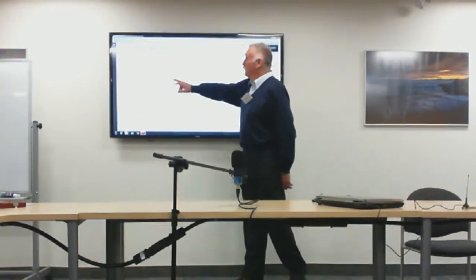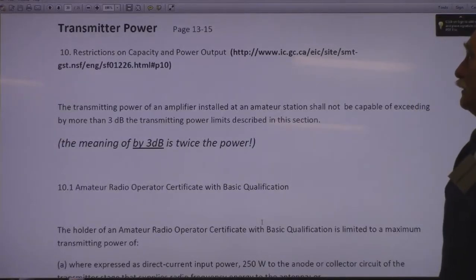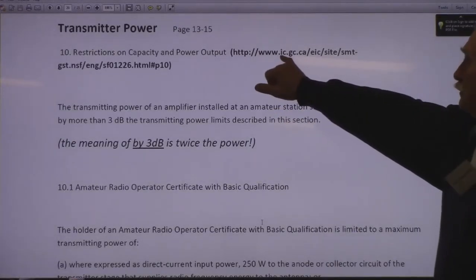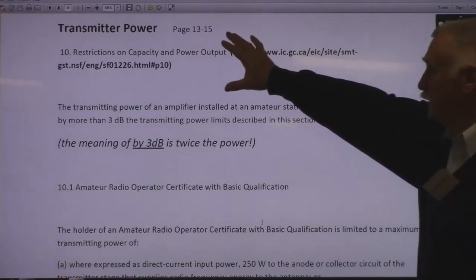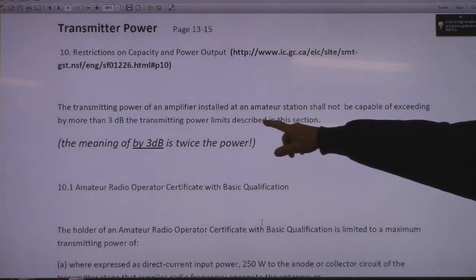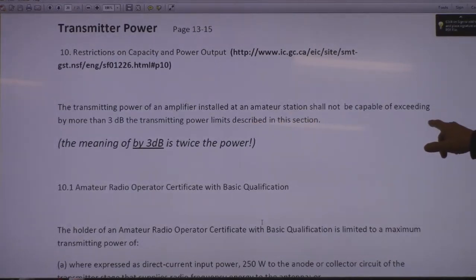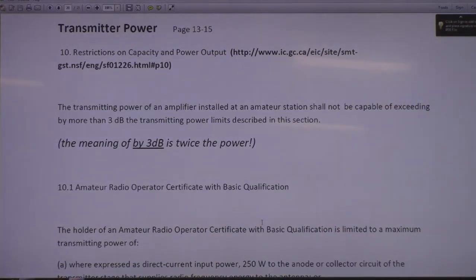So if we check for the transmitter power, then we have to go to the Industry Canada government website, and there are all of the statements there. And one statement you read there about the power of a ham radio transmitter is that the transmitting power of an amplifier and so on cannot exceed the transmitting power by 3 decibels. What does this mean?